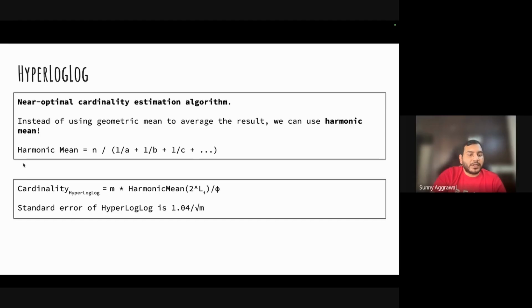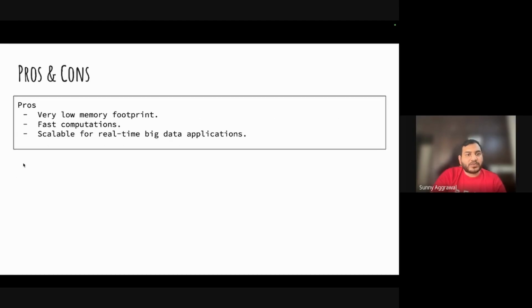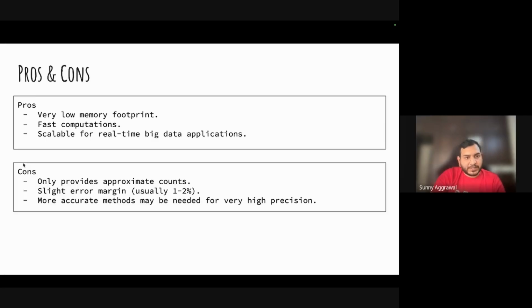And it is used to approximate counts in data sets when we face these kinds of problems where I have to count the uniqueness in the data set. So pros wise, it has a very low memory footprint as compared to the database approaches, very fast computation, and is scalable for real-time big data applications. And on the con side, it cannot be used where you need exact counts, because there is an error margin of around 1%, 1 to 2% based on which algorithm you are using.